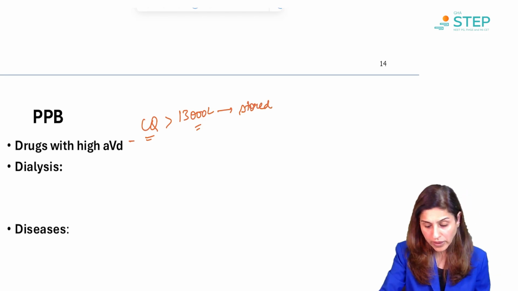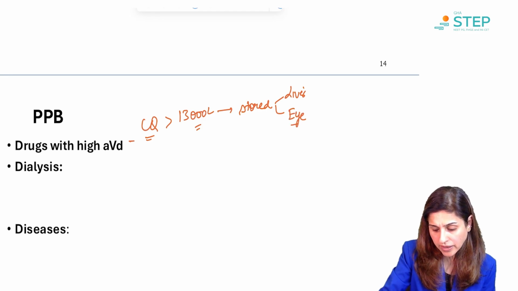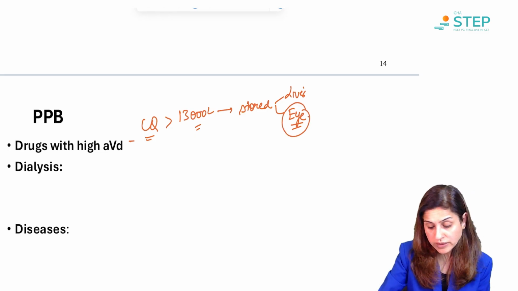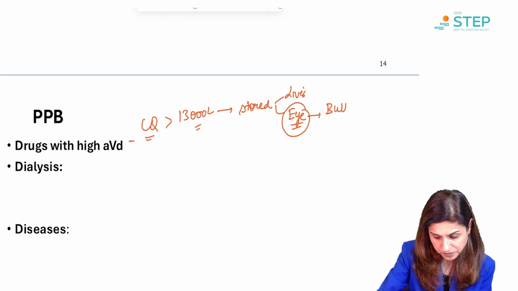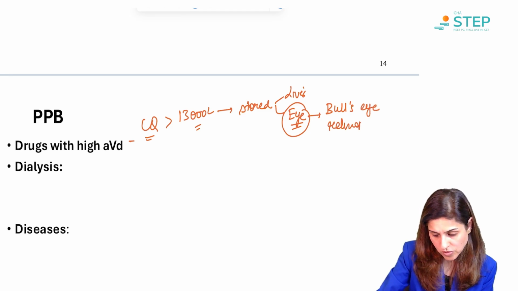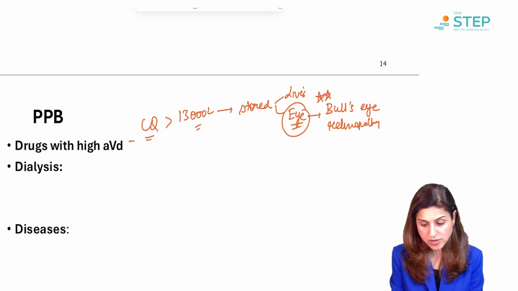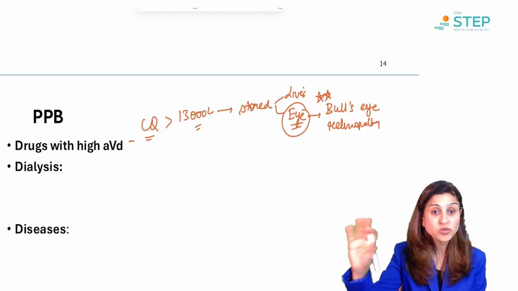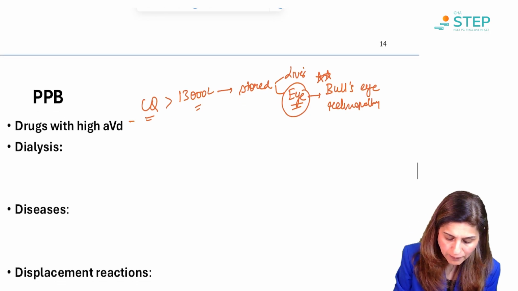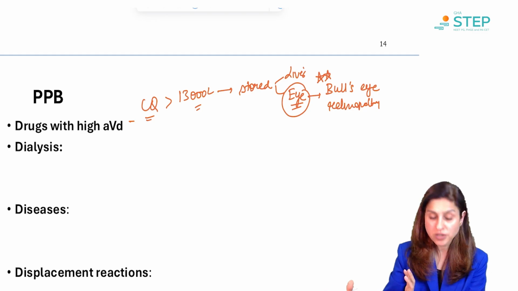The important organs where it gets stored are the liver and the eye, in the retina. That's why, if you give it for a long period of time, it can lead to an adverse effect called bullseye retinopathy, right? That is classically seen. This is again a very important MCQ: which drug causes bullseye retinopathy, and only when you're using it for a very long period, not for short courses. So drugs with high AVD have been stored in the tissues.